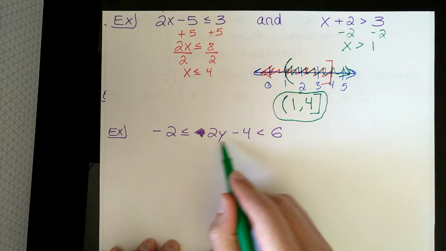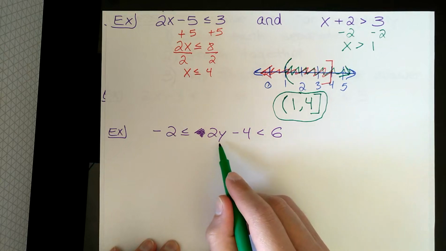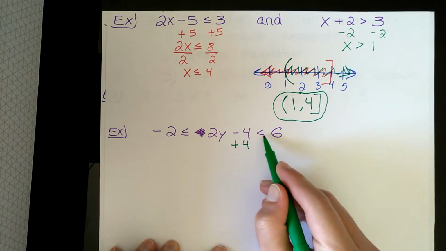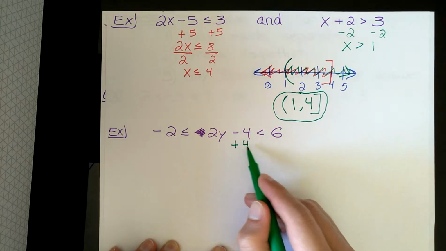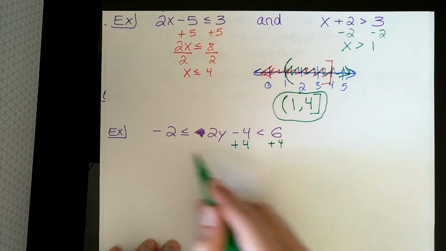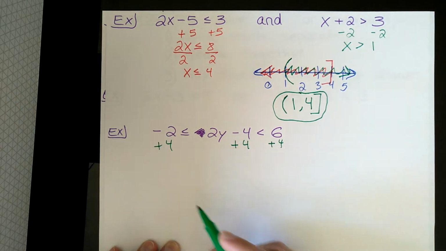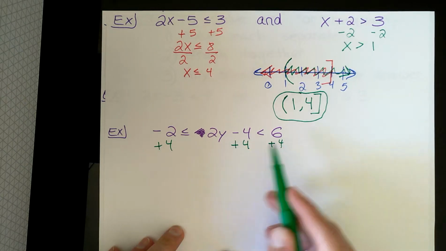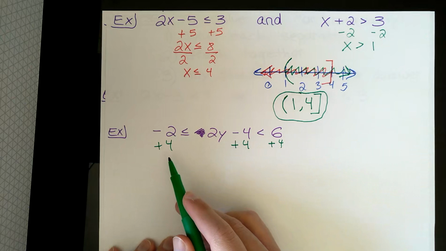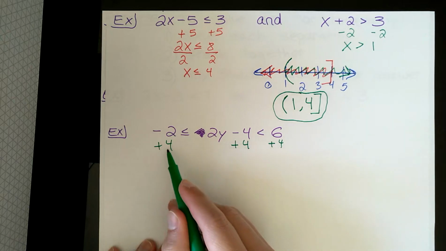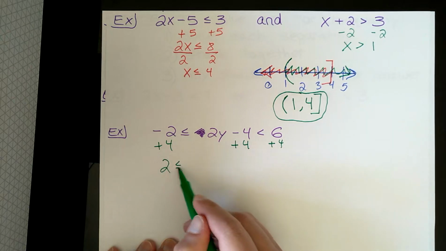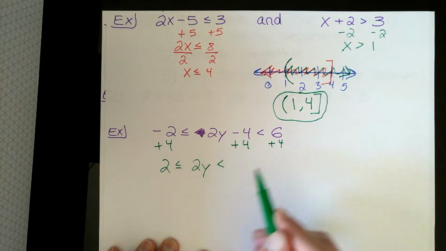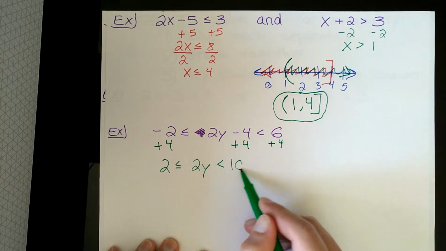So, for instance, if we wanted to solve for y in this case, we would have to get rid of the 4. We'd have to add 4. But because we have two inequalities, we're going to add that 4 to both sides of the inequalities. Everything we do to the middle, we will do to the right and left at the same time. So when we do this, negative 2 plus 4 gives us 2. That's less than or equal to 2y, which is less than 6 plus 4 is 10.